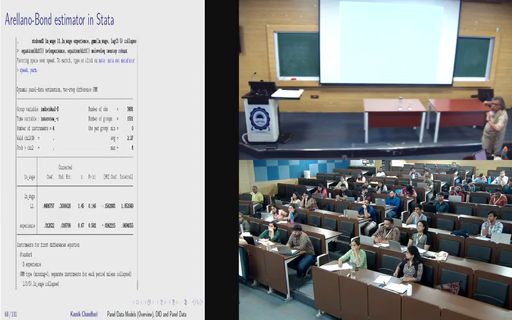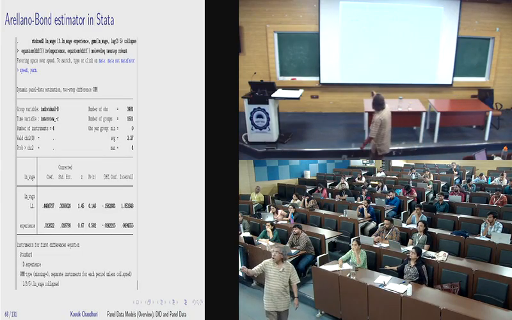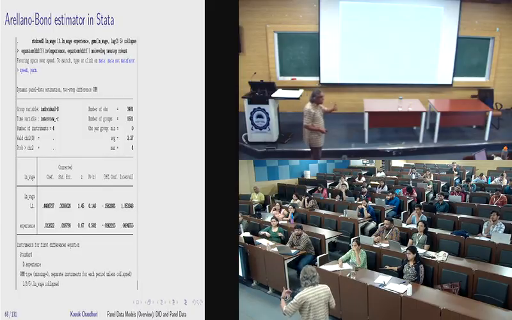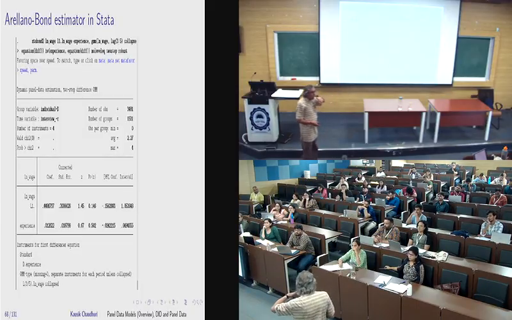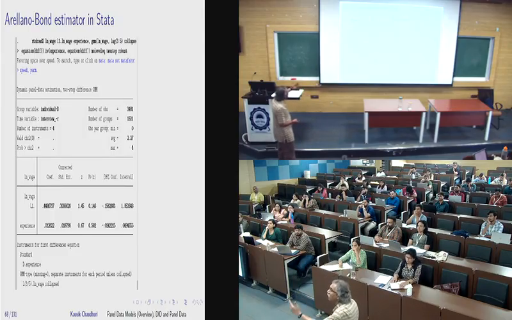I want to get rid of the too many instruments problem, hence I use a command known as collapse. I am instrumenting log wage by lag 3 to 5, using the command collapse basically to get rid of too many instruments. I want to model this as a difference equation, delta log wage_it on delta log wage_it minus 1, and that is what I am doing.